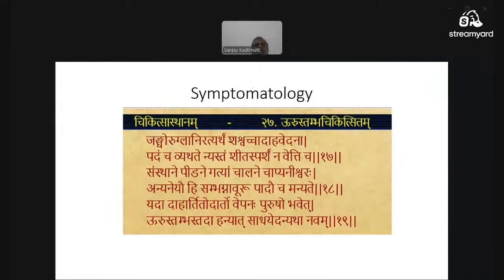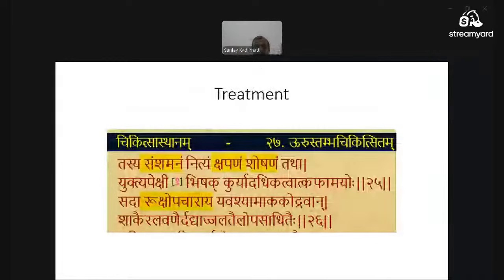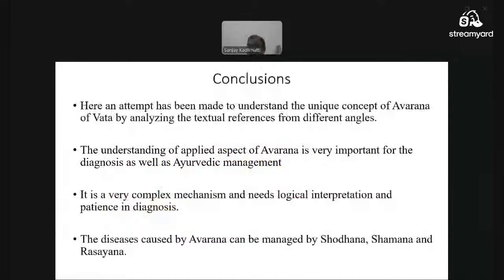So in that condition of Urustamba also, Avarana Chikitsa, na Snehanam, na Swedanam, I mean, Swedana is there, no Vamana, no Virechana. Tatra Samshamanam, Nityam Kshapanam Shoshanam, Rukshopacharaya, exercises are told. So to finally conclude, we have exactly 4 minutes.